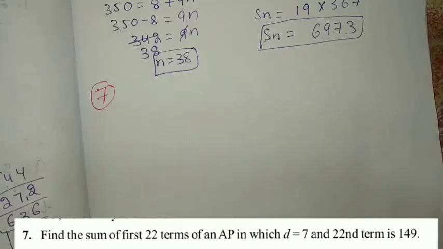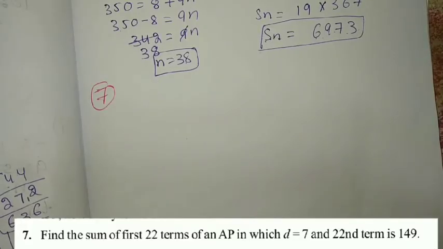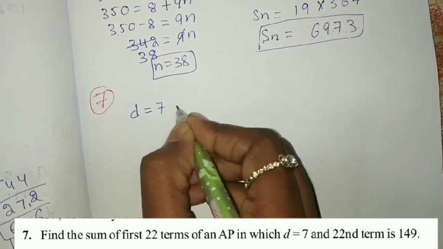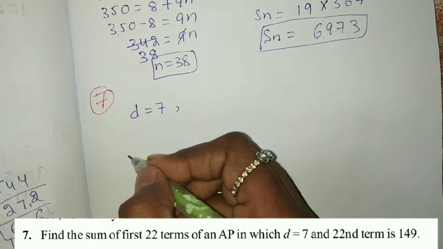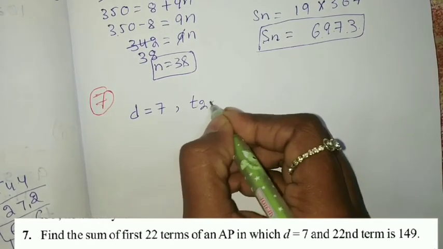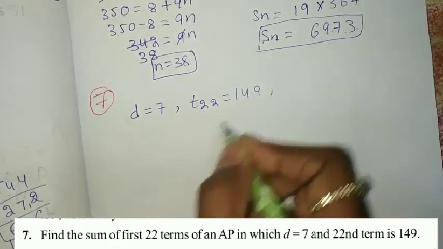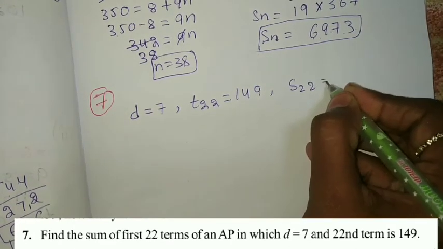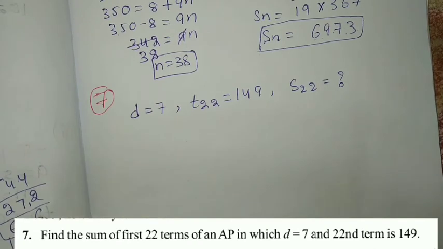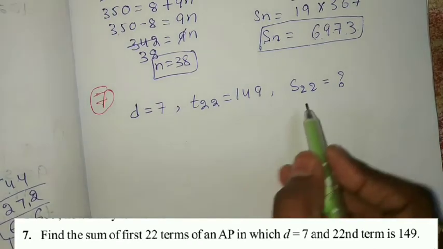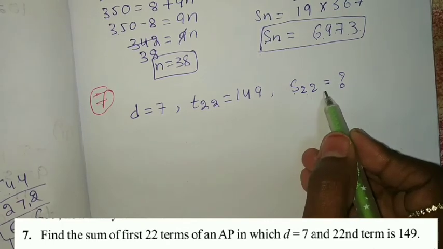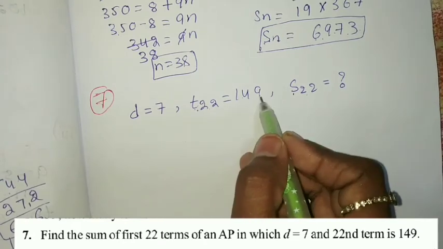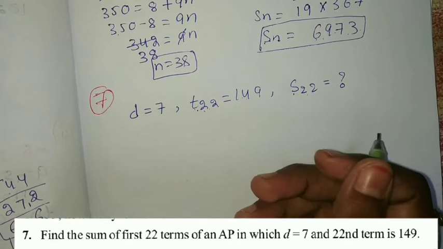Let's start the next question. What is given in question number 7? The common difference d is 7, so you can write d is equal to 7, and the 22nd term, T22, is equal to 149. What we need to find here is the sum of 22 terms. Actually, what is the last term here? They are asking for the sum of 22 terms, and T22 is 149, so you may know the last term is 149. Are you getting it?